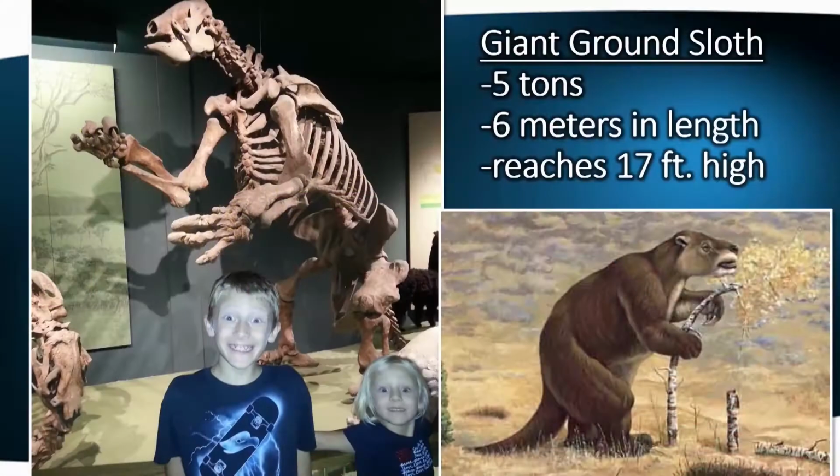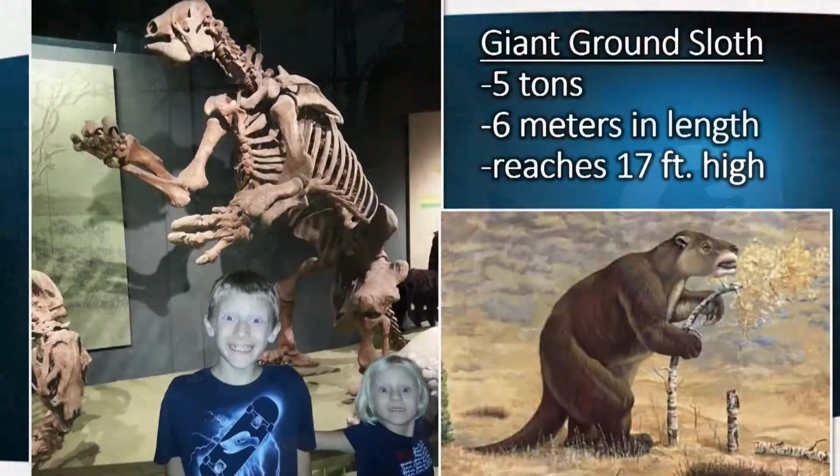Let's take a look. We wanted to know, why are the counterparts of animals so much smaller today? Here you see my son and my daughter here. They hate this picture, but I love it. Here we have a picture of a giant ground sloth. They're enormous creatures. They get up to 5 tons, 6 meters in length, and reach as high as 17 feet. Now, you don't see very many ground sloths walking around today, do you? But we have many examples of them in fossils and skeletons. Why don't we see them today?